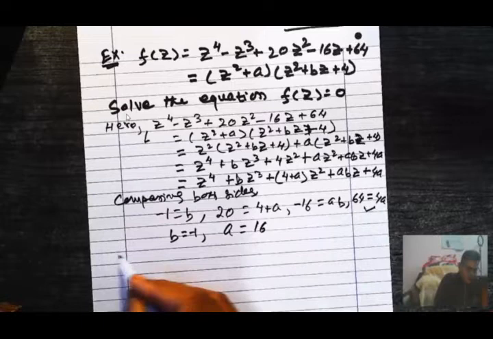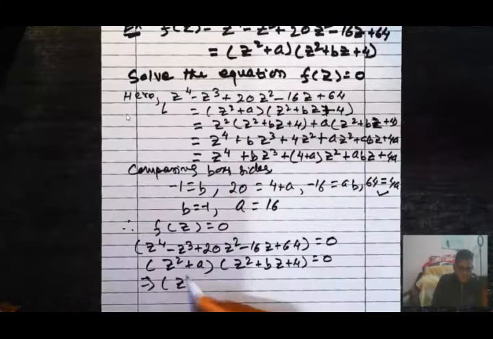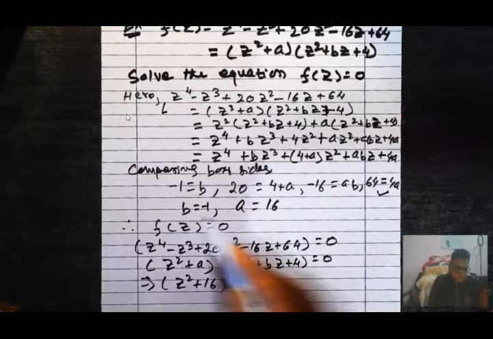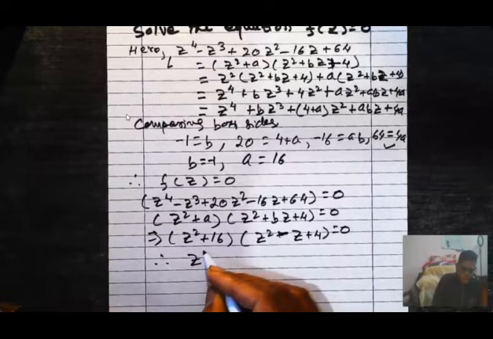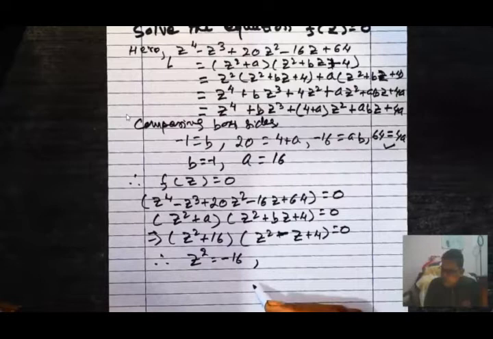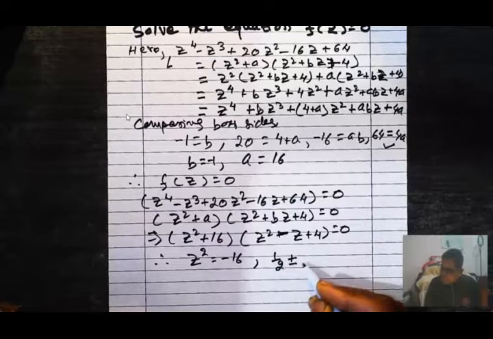So therefore, what you can write is that f(z) equals 0. Now in fact f(z) is z to the power 4 plus a value, which you have as 16, so you just put this value as 16, and then this is z squared plus bz, so the b value is negative 1, so you put this sign as minus, and then z plus 4 equals 0. Therefore you can see that z squared equals negative 16, and here by using the calculator you will find another z value, which is 1 by 2 plus minus square root 15 by 2 i.